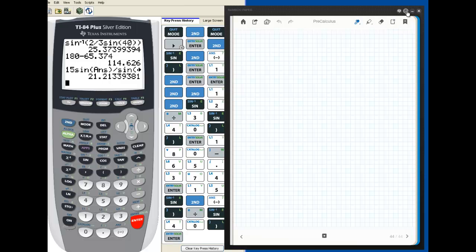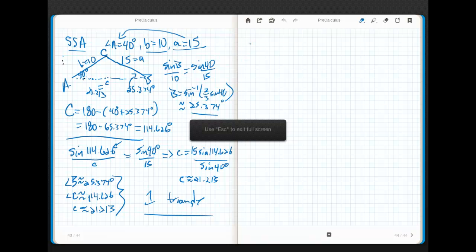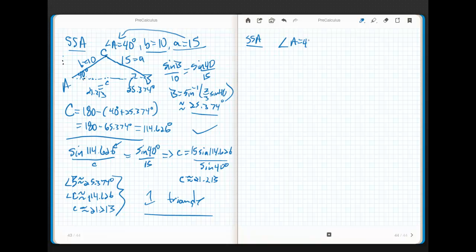Answer very cleanly. It's easy. Watch. So again, we're talking about side-side-angle, or angle-side-side. What happens if I go angle A equals 40 degrees? Side B is still 10, and side A is 8. Now think about that for a second.